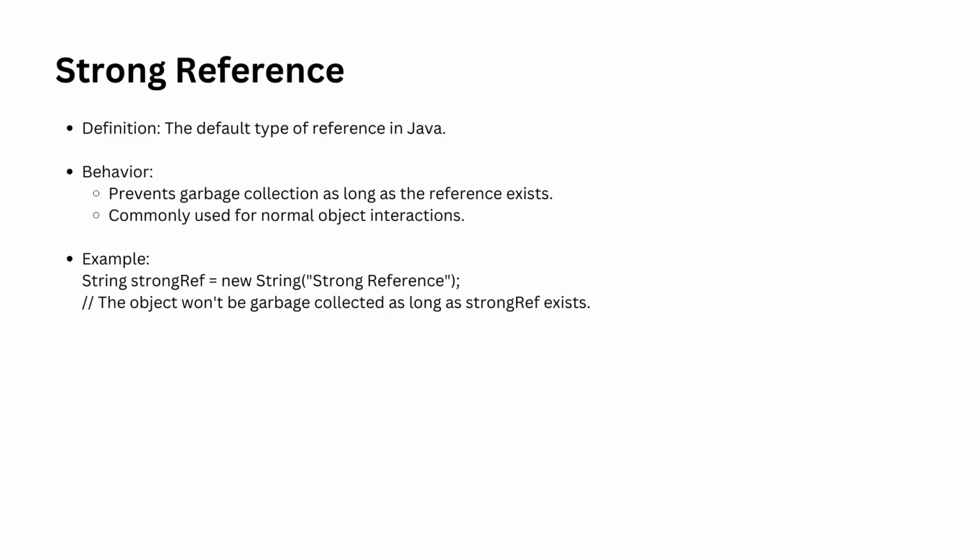Now we have a strong reference, which is, let's say, String s = new String. So this is a strong reference. This prevents garbage collection as long as the reference exists. That's it. If I do s = null, then it is going to be eligible. Otherwise this is a reference. So this is an example of a strong reference.